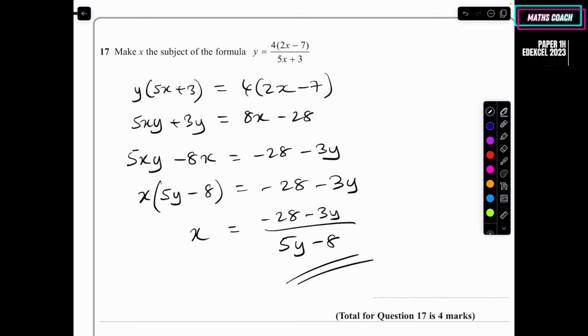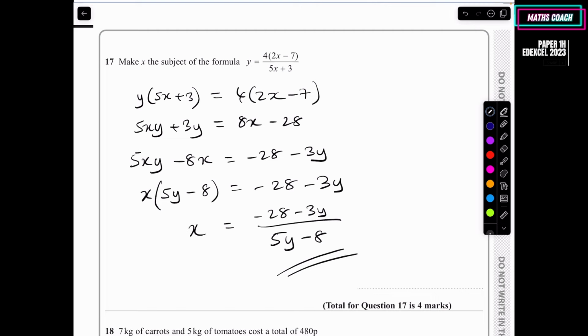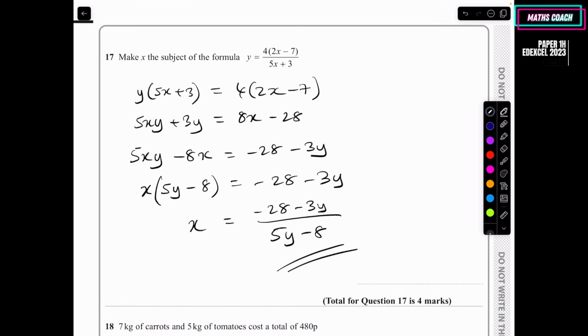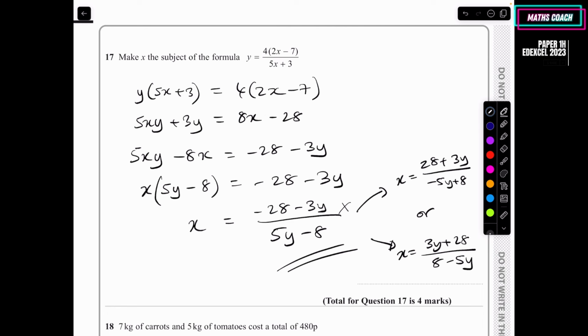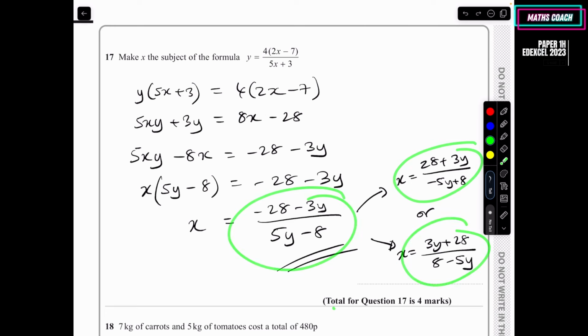Boom, done. Now you might get different variations of this final answer depending on what you did. So here are other variations that are valid. You could get x is equal to 28 plus 3y over minus 5y plus 8, or a variation of x is equal to 3y plus 28 over 8 minus 5y. It's basically multiplying all of these by minus 1, top and bottom, but you don't need to worry. Any of these are valid.